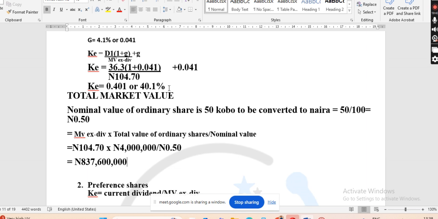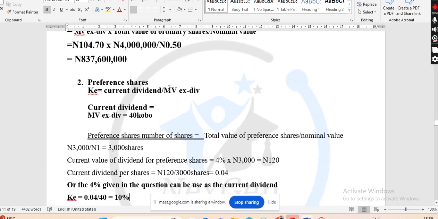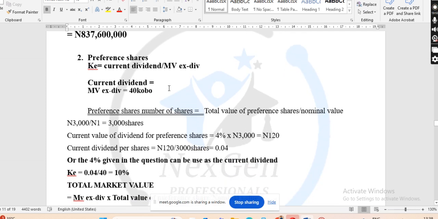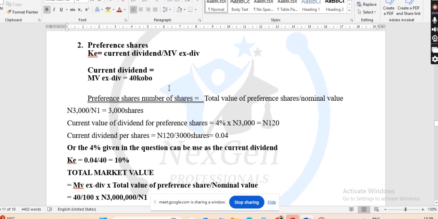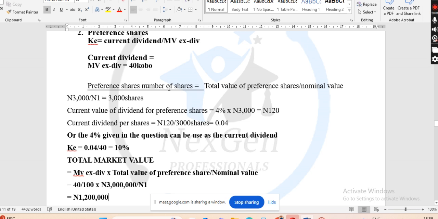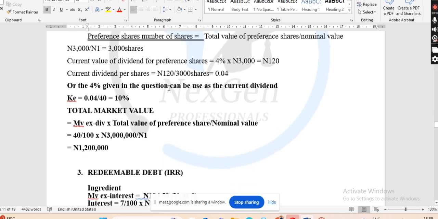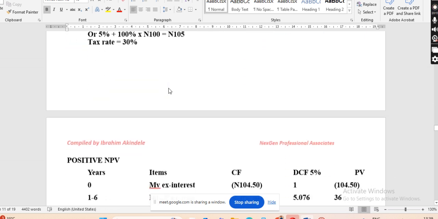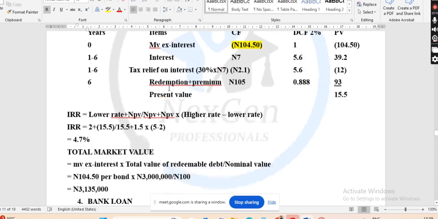The total market value is 837,600. Please take note of that, so that we will not be going up and down. You can screenshot it as well. Look at the preference shares. The cost of preference shares is 10%, which is 0.1. Then the total market value is 1.2 million, right? Then the redeemable debt.